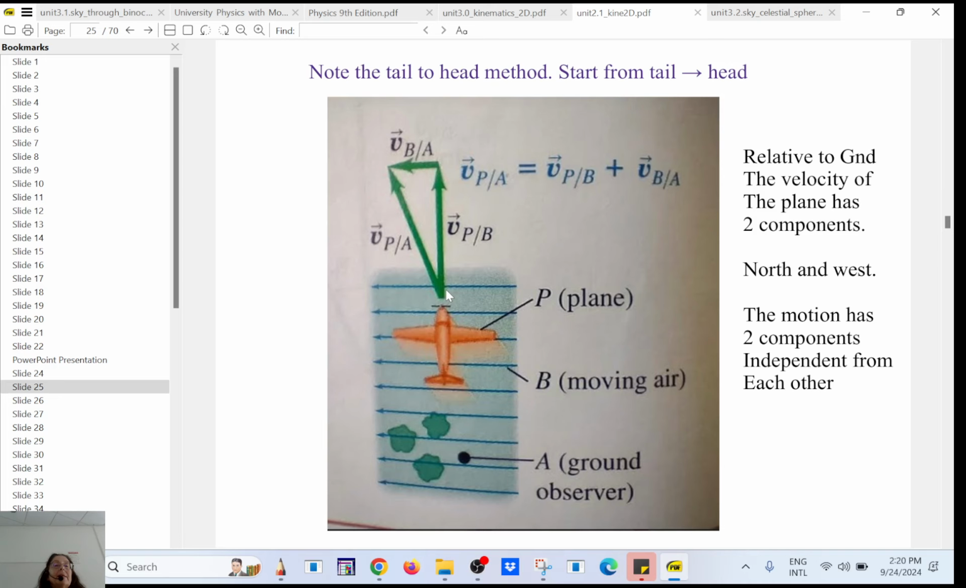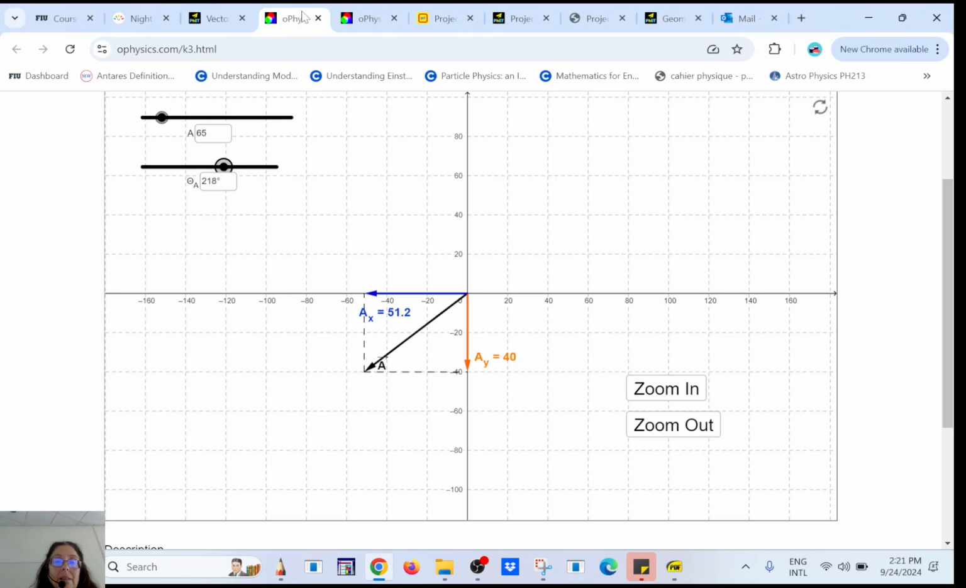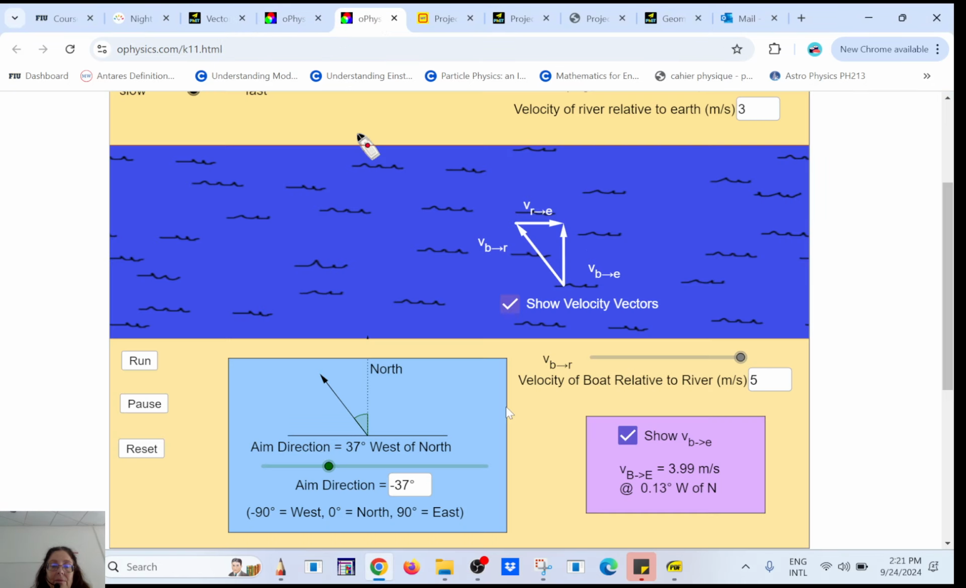It's like the airplane says, I want to be here. And then the wind is pushing and says, no, you don't. You're going to be there. When you are doing this, it is called tail to head, and this is called adding vectors. We're going to get back to that in the next unit. So one way you can visualize this business here is with this app.